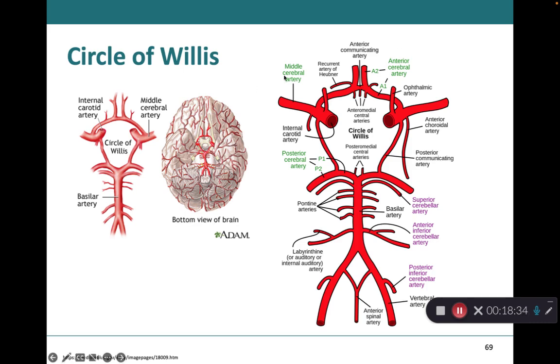So this here is, again, the circle of Willis. This is what feeds the brain. So you could find it underneath the brain right here.